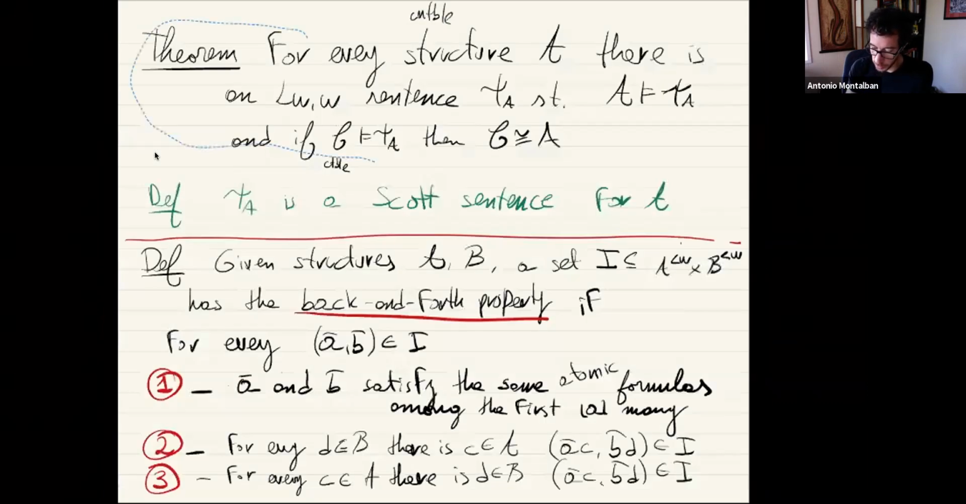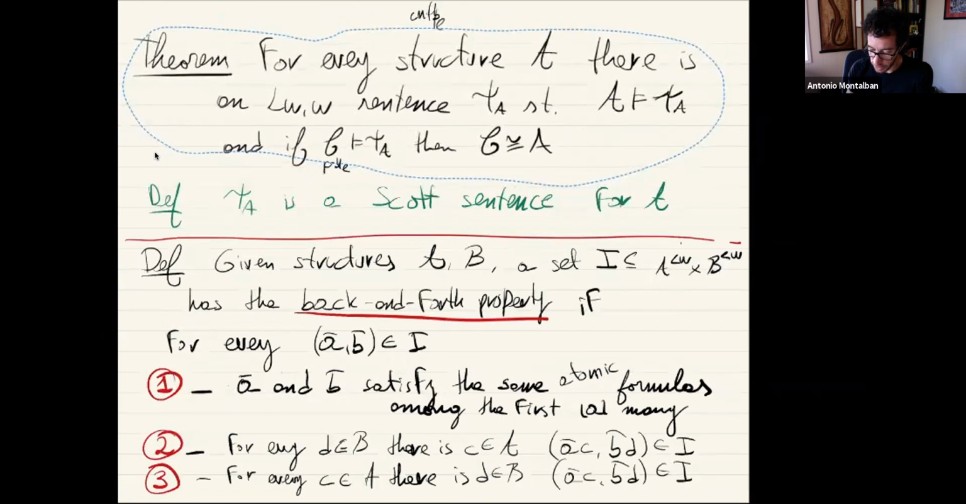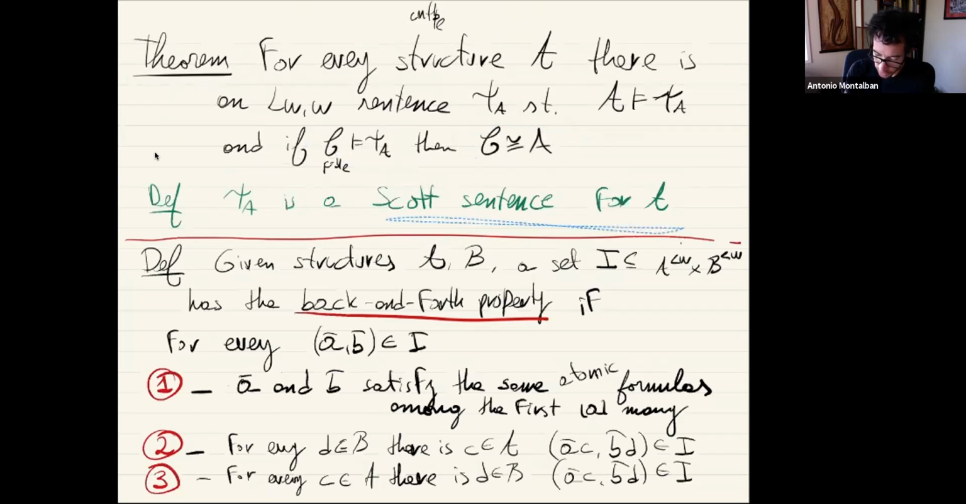This is the theorem that we want to prove: for every structure A, there's an L omega 1 omega sentence phi_A that is true about A, and if it's true about somebody else, that somebody else must be isomorphic to A. So let's write that sentence. Such a sentence is called a Scott sentence for A. I said this before. Let me just copy this and put it in a new slide.